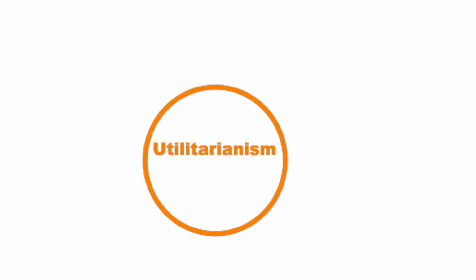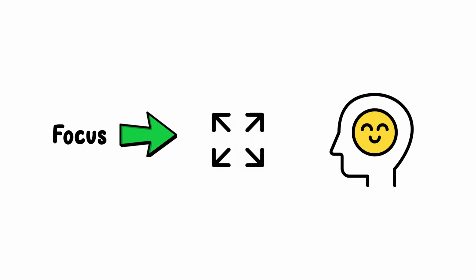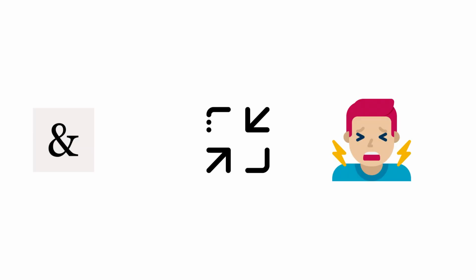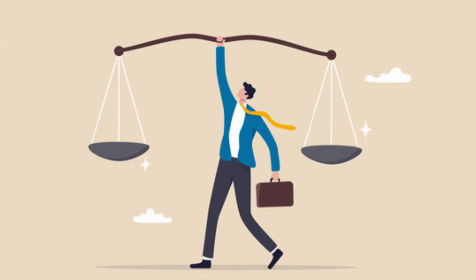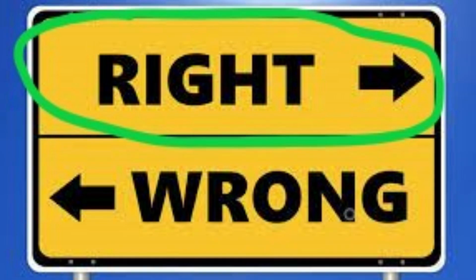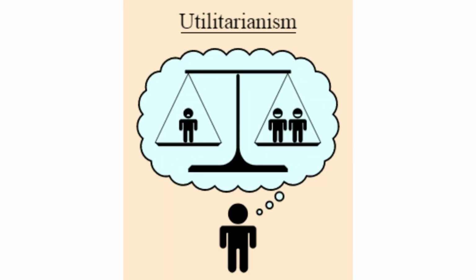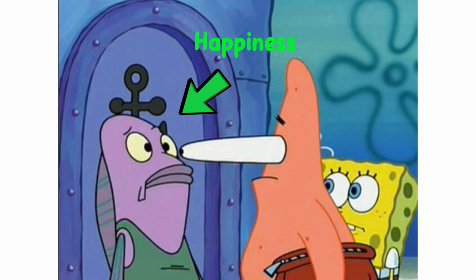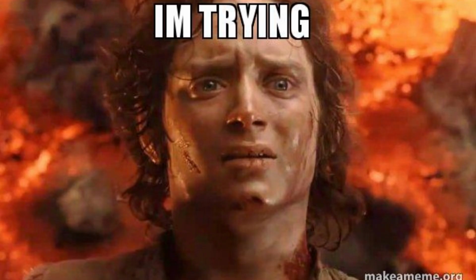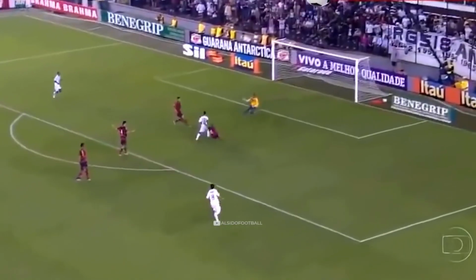Utilitarianism is a form of consequentialism that focuses on maximizing overall happiness or pleasure and minimizing suffering or pain. According to utilitarianism, the morally right action is the one that produces the greatest amount of happiness for the greatest number of people. The main difference between the two is utilitarianism focuses on happiness or pleasure as what it's trying to maximize, whereas consequentialism may not necessarily prioritize happiness as the ultimate goal.